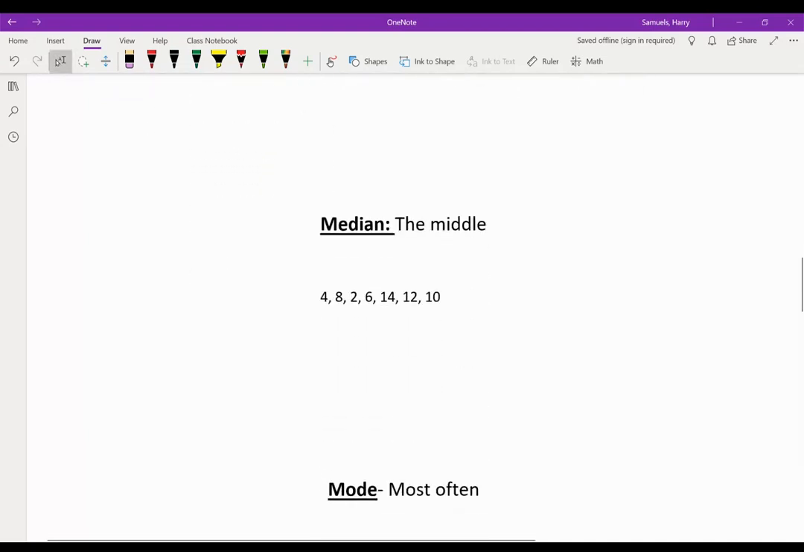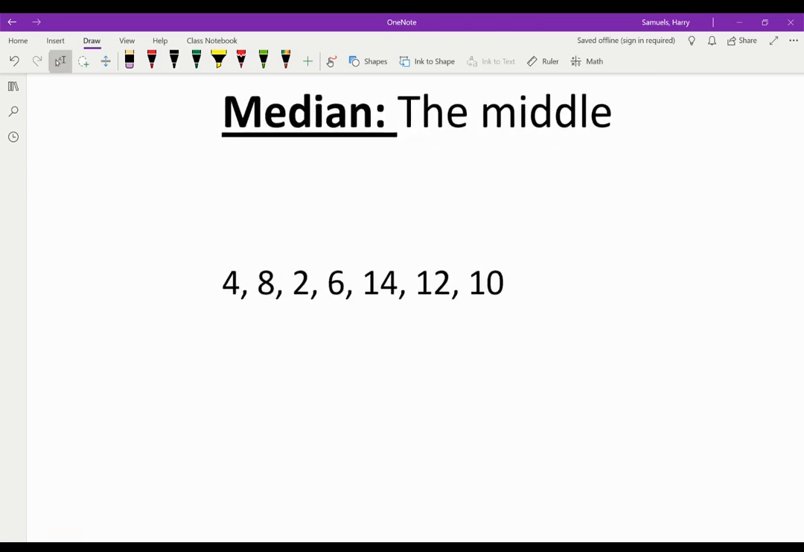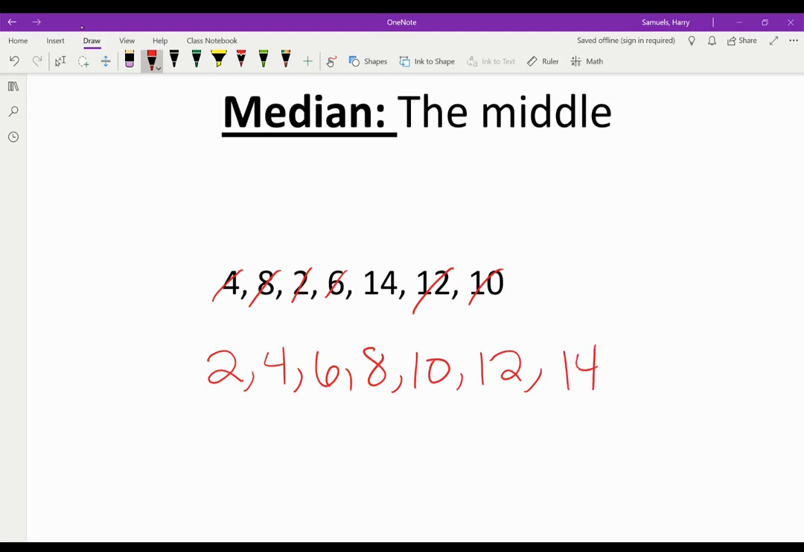The median. Median is another word for middle. When finding the median, we're looking for the middle number out of a set of numbers. To find the middle number, you'll need to put the numbers in order from least to greatest. Take the following numbers, for example: 4, 8, 2, 6, 14, 12, and 10. We should put those in order from least to greatest. We would have 2, 4, 6, 8, 10, 12, and 14.